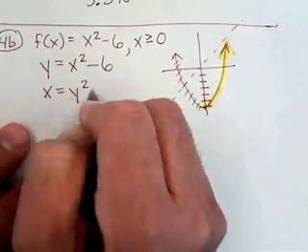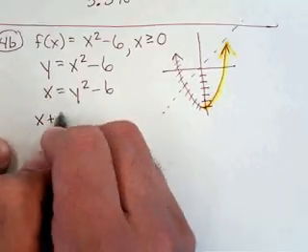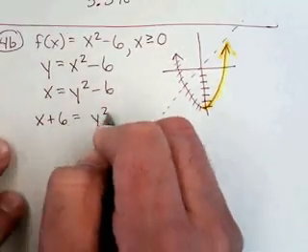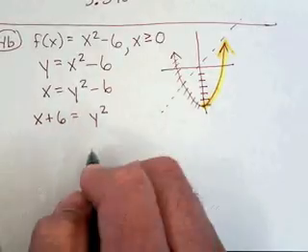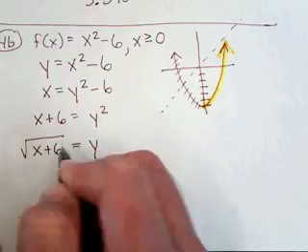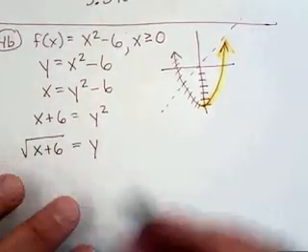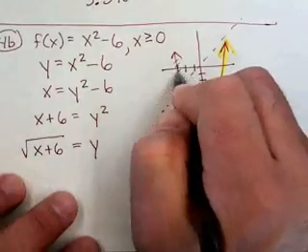x with y, switch x and y, add 6 to both sides, and take the square root. So we find that the inverse is the square root of x plus 6.